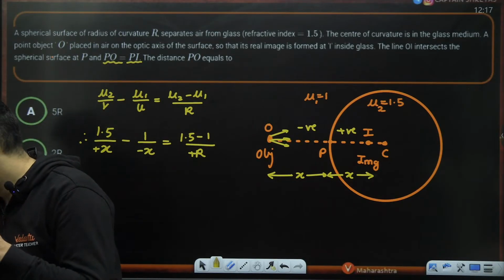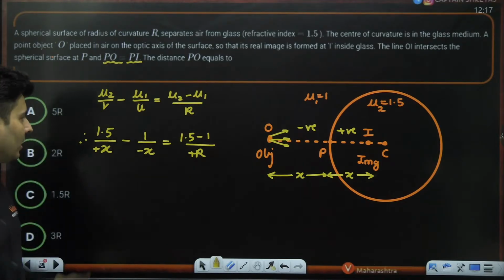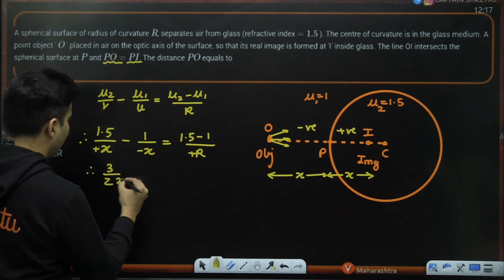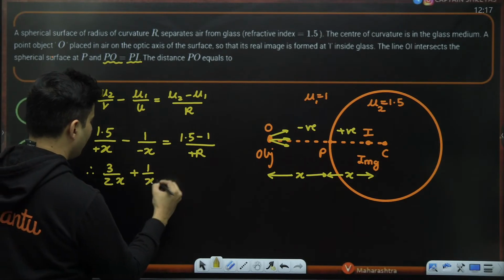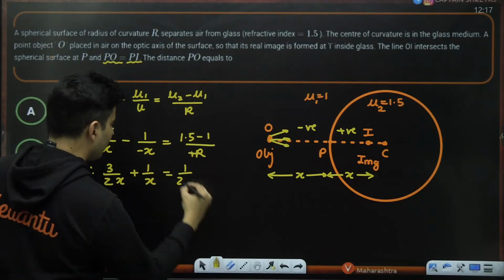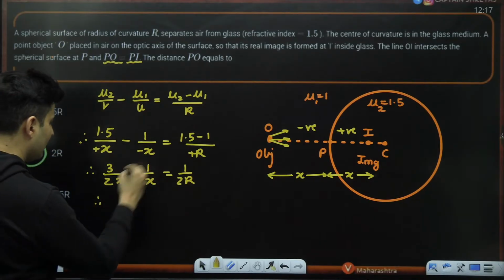Is the sign and the substitution absolutely clear, everyone? Okay. Now, what is 1.5? That is 3 by 2. Minus minus is plus. So this is 1 by x is equal to 0.5. 0.5 is half, so half times r. So 3 by 2 plus 1 is 5 by 2.